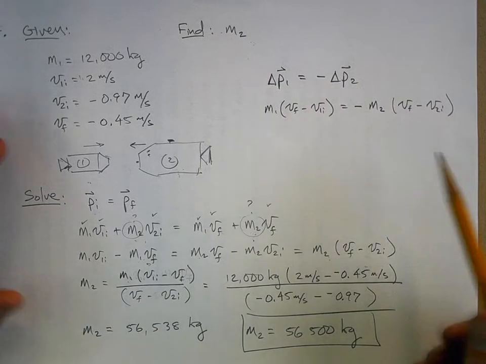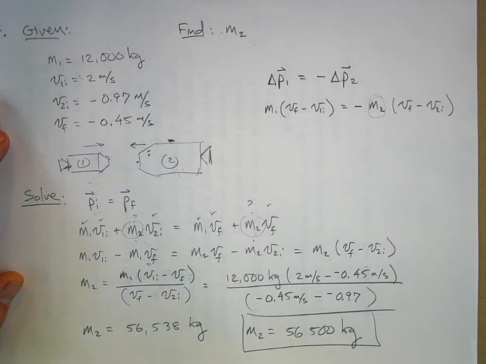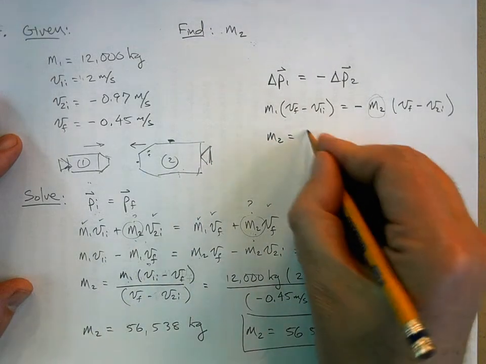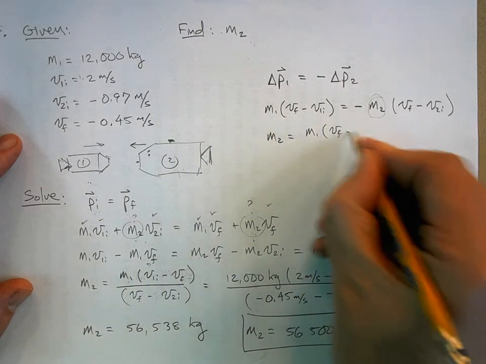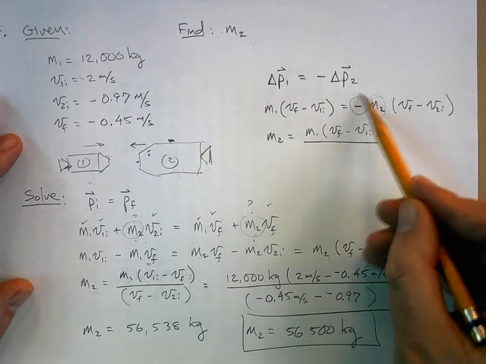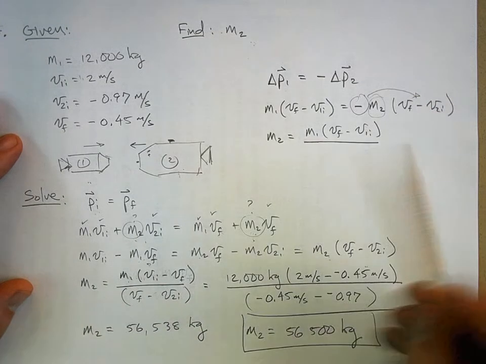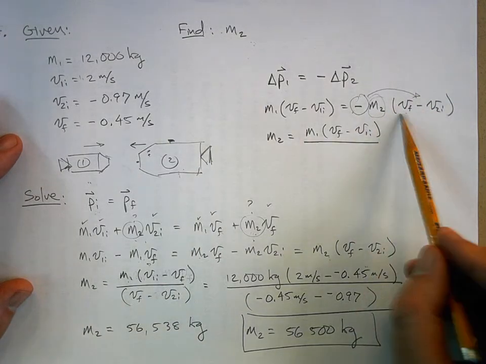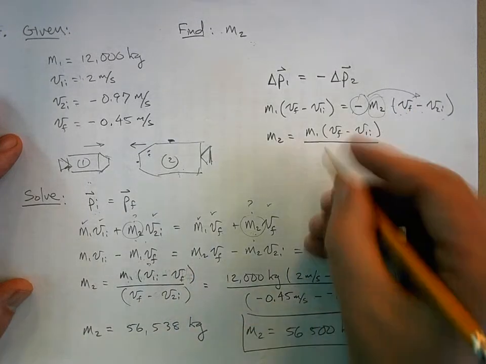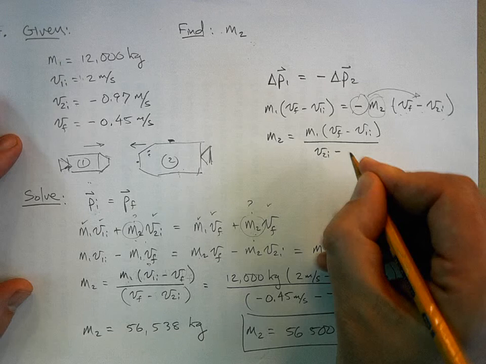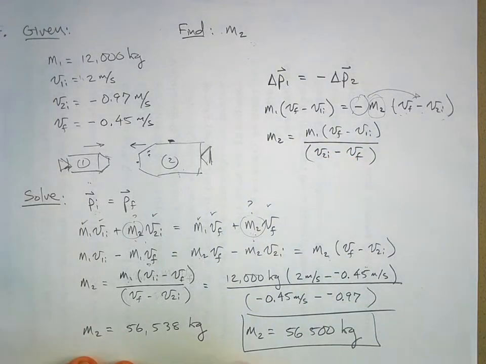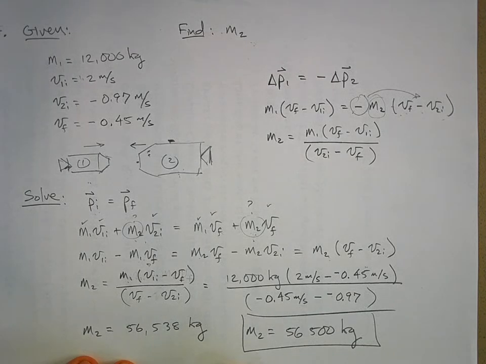And so this is a little bit easier because, look, there's m2 already by itself. So I can solve for it. m2 equals m1 times v final minus v1 initial, divided by, well, look, negative this. Well, what is negative this? You can just switch the order of these. This becomes negative v final plus v2 initial. So I can put v2 initial minus v final. And I've got the wrong thing. What did I do wrong?